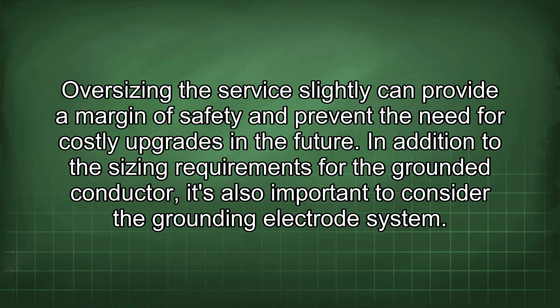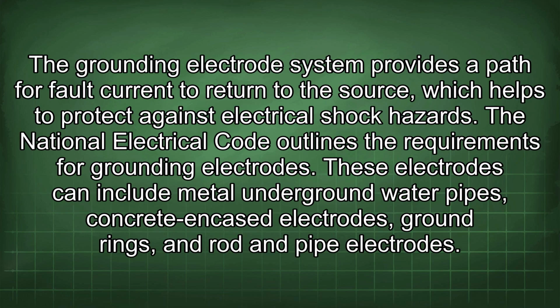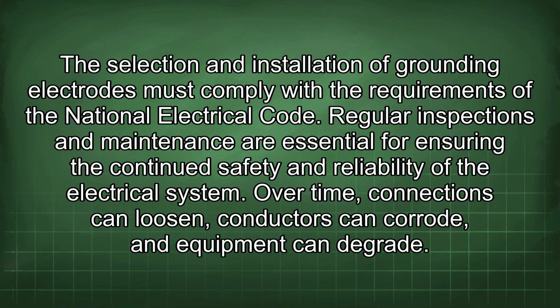In addition to the sizing requirements for the grounded conductor, it's also important to consider the grounding electrode system. The grounding electrode system provides a path for fault current to return to the source, which helps to protect against electrical shock hazards. The National Electrical Code outlines the requirements for grounding electrodes. These electrodes can include metal underground water pipes, concrete encased electrodes, ground rings, and rod and pipe electrodes. The selection and installation of grounding electrodes must comply with the requirements of the National Electrical Code.